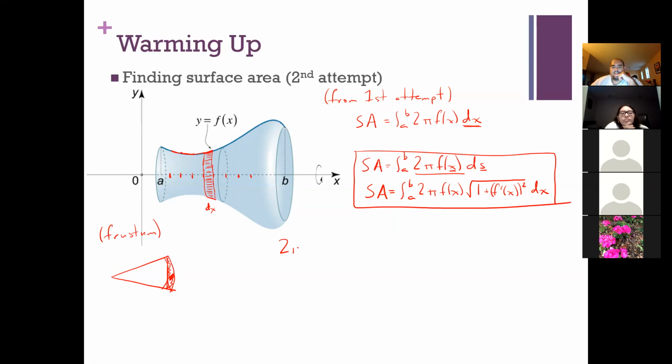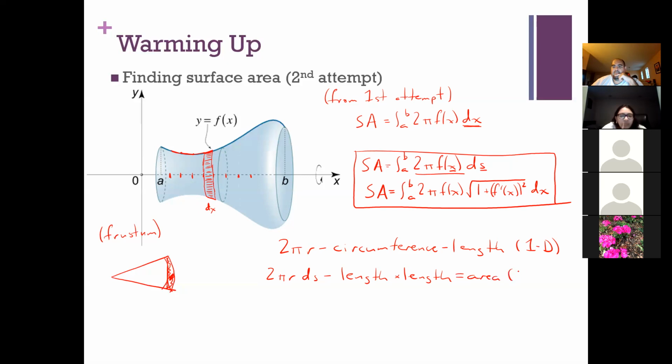So just to put some more details in there, 2 pi r is a circumference, which is a length, and that is a one-dimensional measurement. So when I multiply that times ds, that is a length times a length, which is an area, and that's a two-dimensional idea, which is surface area is what we're after. That's basically a two-dimensional measurement on a three-dimensional object.